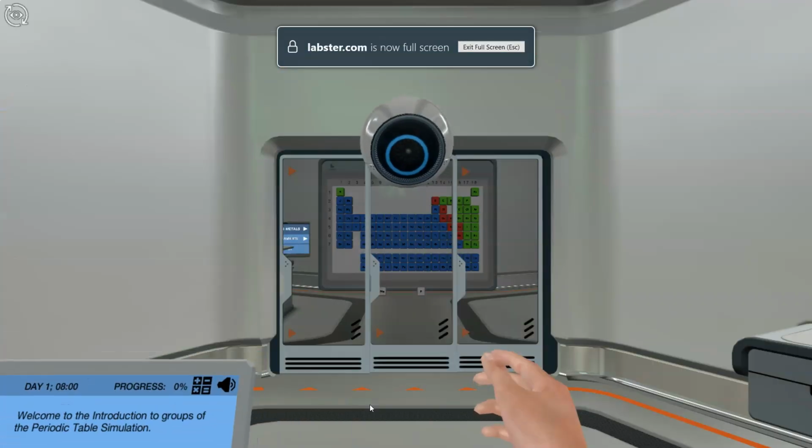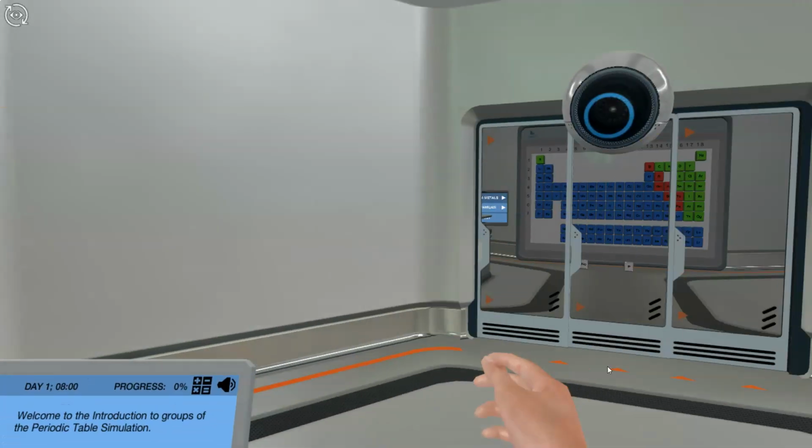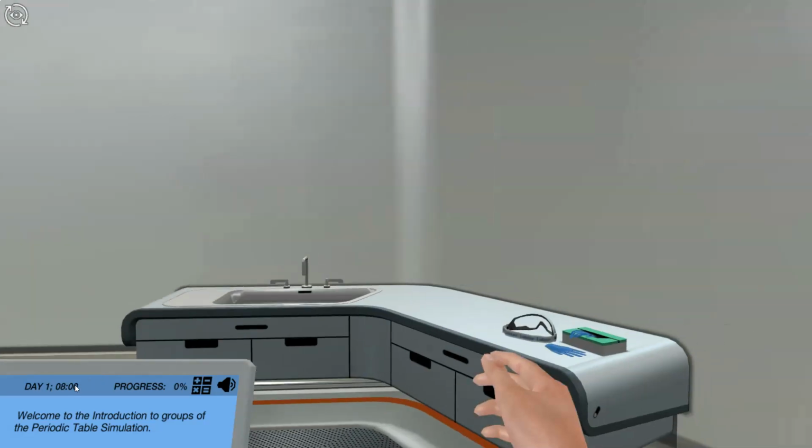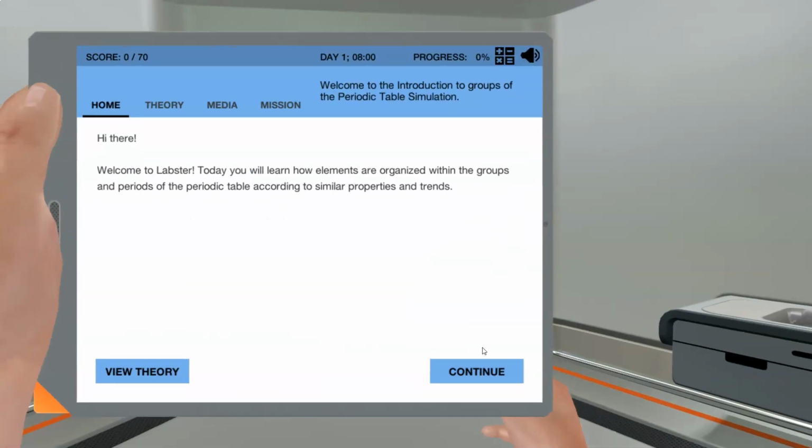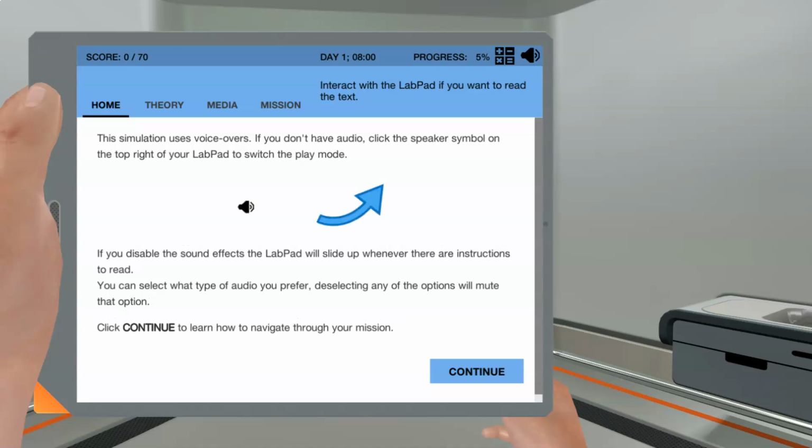Today you will learn how elements are organized within the groups and periods of the periodic table according to similar properties and trends. This simulation uses voiceovers.